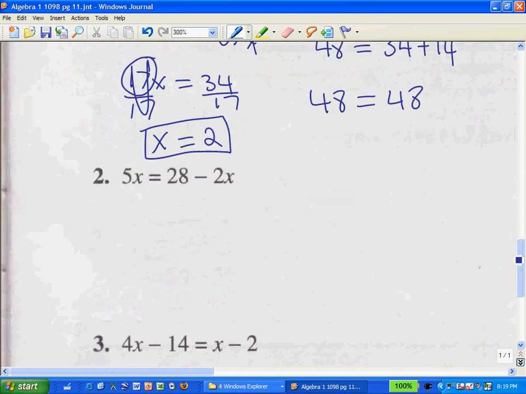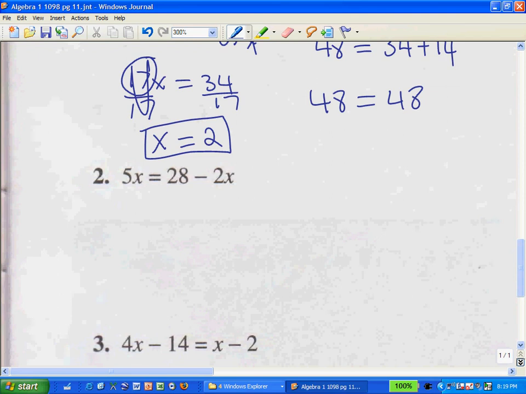Let's do the next equation. I want to get all the x's on one side and all the numbers on the other. So I'm going to get rid of this negative 2x by using the opposite operation of subtraction, which is addition. So I'm going to add 2x. That's going to cancel out because minus 2x plus 2x equals 0. And I'm going to add 2x to this side. That gives us 7x equals 28.